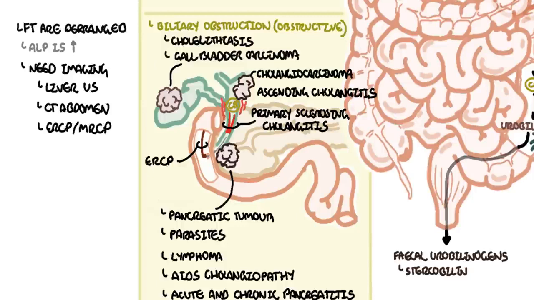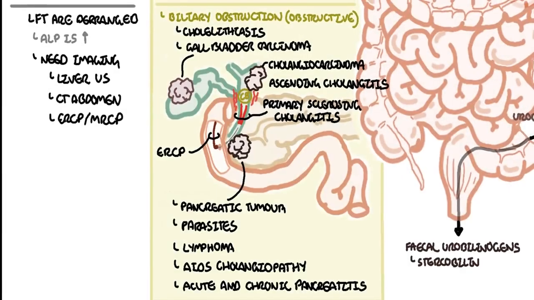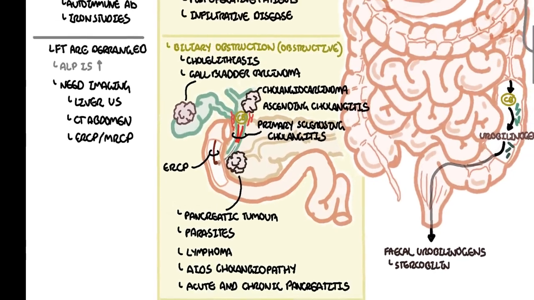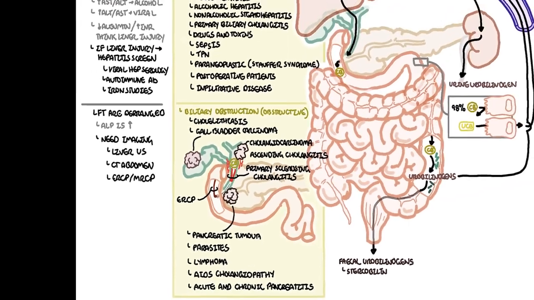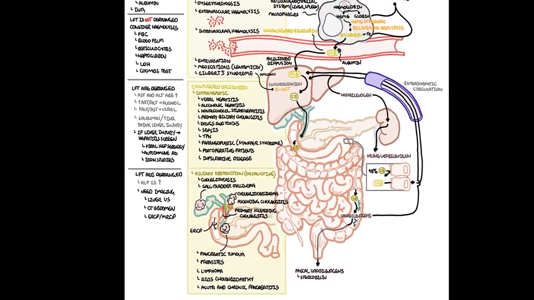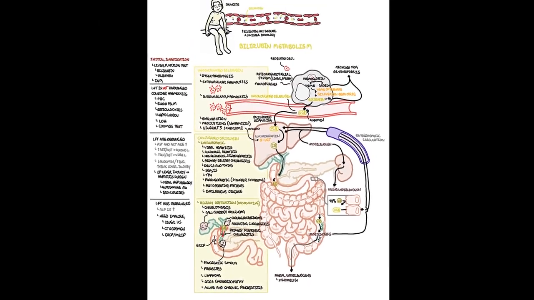So in summary, we looked at an approach to jaundice, which is yellowing of the skin and the conjunctiva. Clinically, you have elevated bilirubin, which can be further differentiated into conjugated or unconjugated bilirubin.